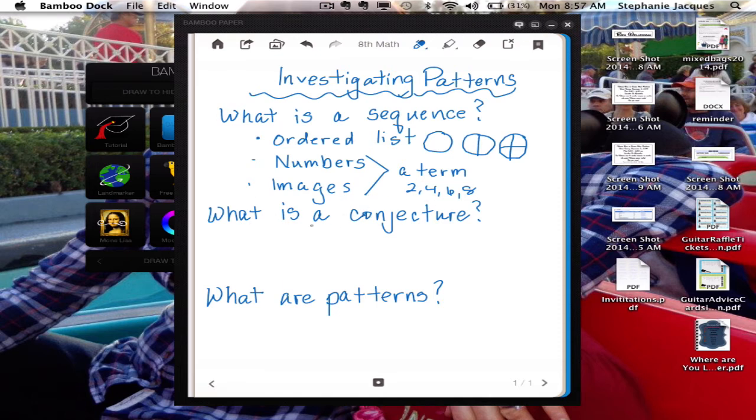A conjecture is just a fancy word for a theory or opinion formed without proof. And without proof means you didn't test it in a lab or anything like that. You just looked at it, you came up with a theory.